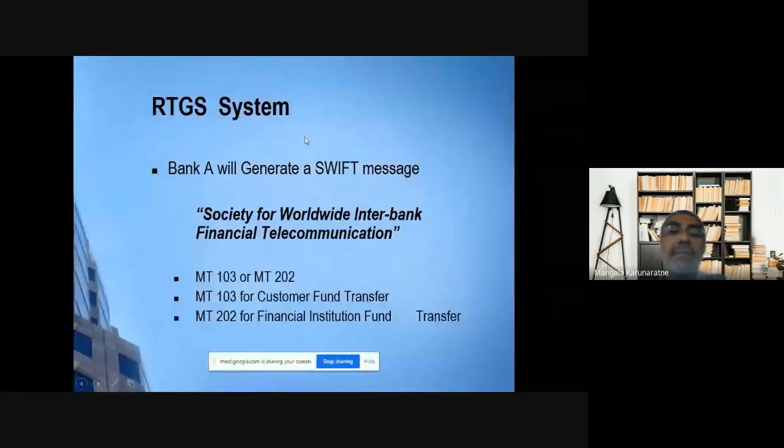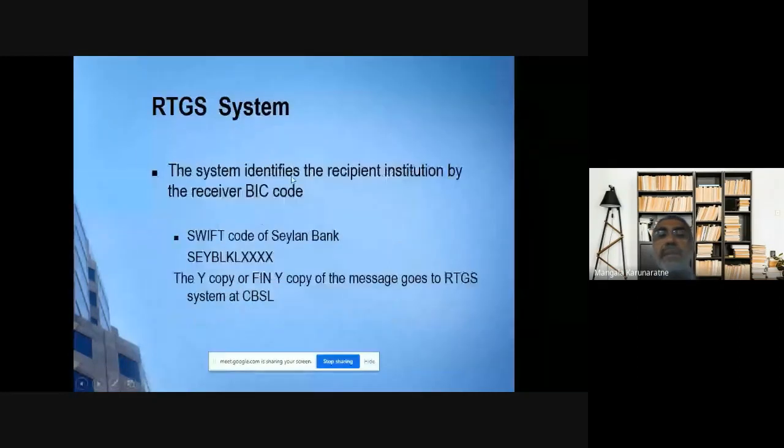So a bank A will generate a SWIFT message, right? SWIFT is the Society for Worldwide Interbank Financial Telecommunication. And I discussed this earlier, MT103 or MT202. MT103 for the customer fund transfer, MT202 for financial institution fund transfer, right? So the system identifies the recipient institution by the receiver BIC code.